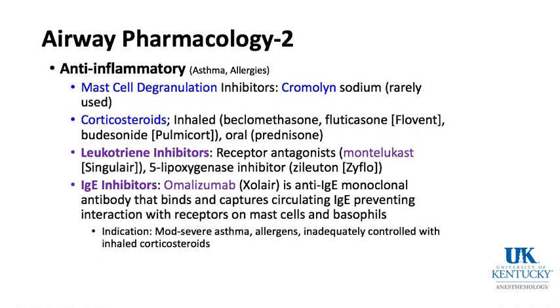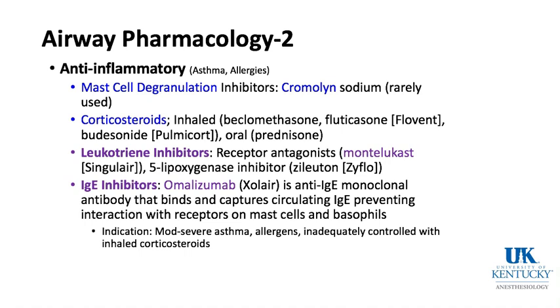Anti-inflammatory agents are used in asthma and allergies. Mast cell degranulation inhibitors like cromolyn are rarely used today. Corticosteroids are commonly used, both inhaled, things like fluticasone or Flovent, or orally like prednisone. Leukotriene inhibitors include drugs that block the receptor like montelukast or Singulair, and a 5-lipoxygenase inhibitor like zileuton or Zyflo. These are leukotriene inhibitors trying to get at the inflammatory component of asthma.